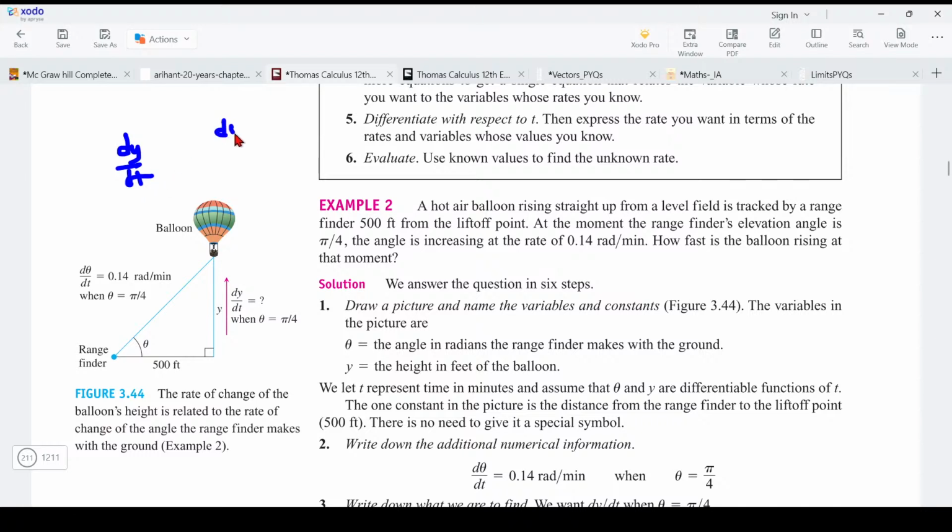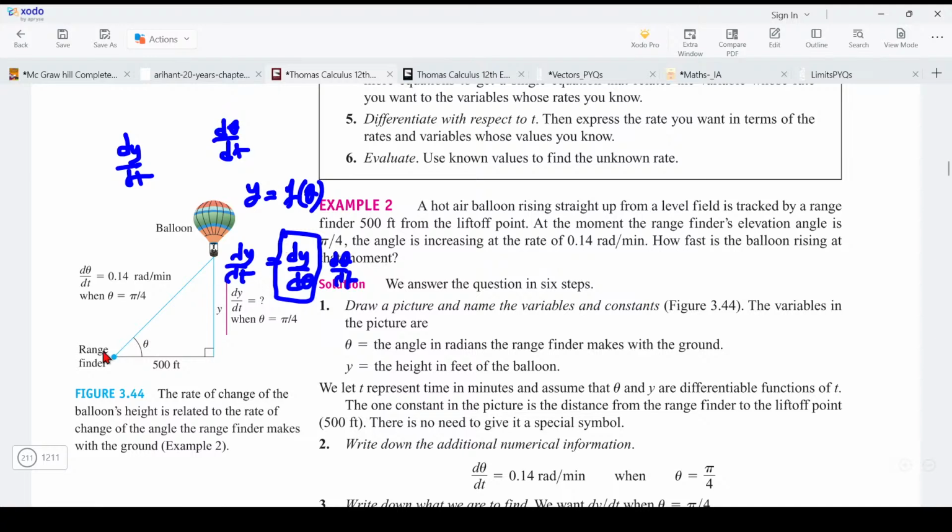Okay, we are given d theta by dt. So if we are able to express y as some function of theta, then this is done, right? Yes, sir. dy by dt equals dy by d theta into d theta by dt. For this, what do we need? We need y in terms of theta.